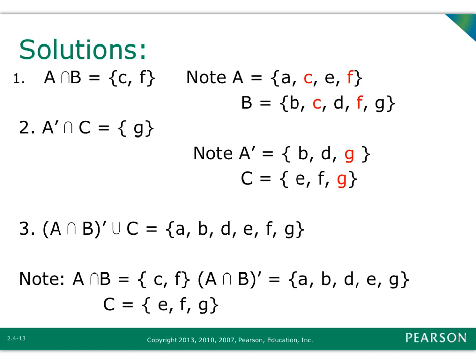Well, as you see, the answer is going to be A, B, D, E, F, and G, but we start out first by knowing that the intersection of A and B is C, F, and then the complement of that is just A, B, D, E, G. And then we know that C is E, F, G. So we just have all the elements that are in the complement of A intersection B, or the elements that are in C. And that is our result here.